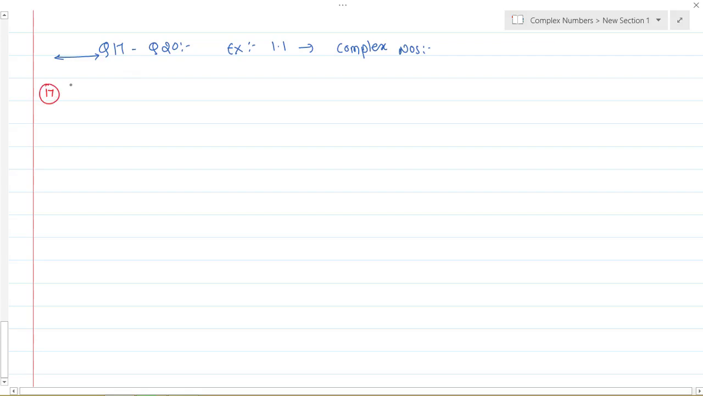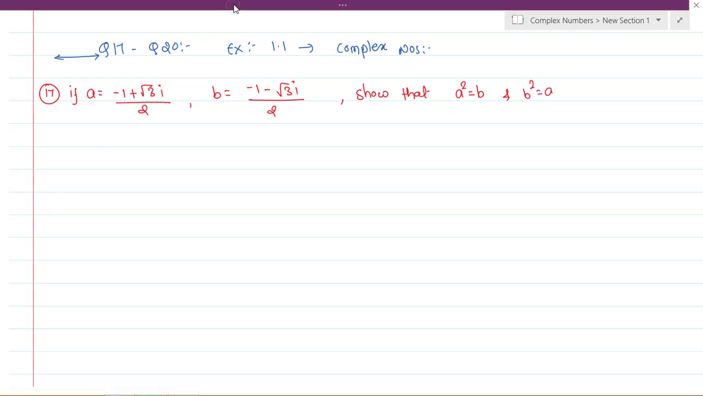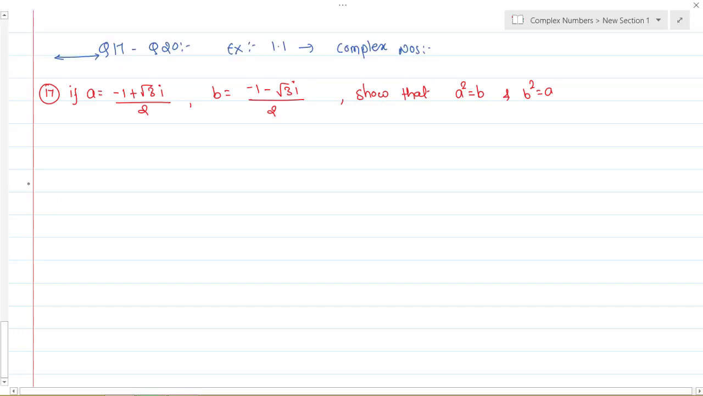What it says: if a is equal to (minus 1 plus root 3i) upon 2, b is equal to (minus 1 minus root 3i) upon 2, show that a square equals b and b square equals a. Okay, so if these are the values of a and b, then we have to show that a square equals b and b square equals a.